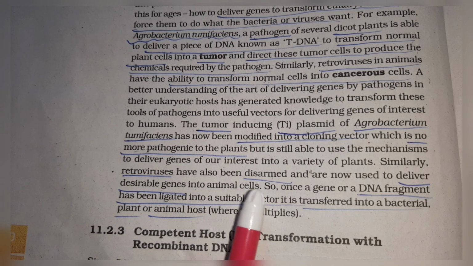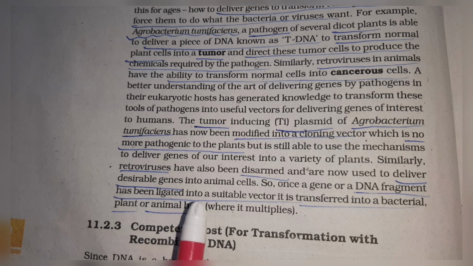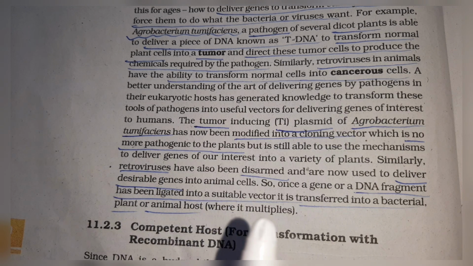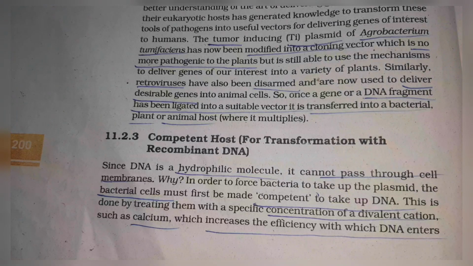So once a gene or a DNA fragment has been ligated, meaning stuck, into a suitable vector, it is transformed into the bacterial, plant or animal cell where it multiplies. Next, we have competent host for transformation with recombinant DNA. How do we choose a host? Since DNA is a hydrophilic molecule, hydrophilic means water loving, it cannot pass through cell membranes.